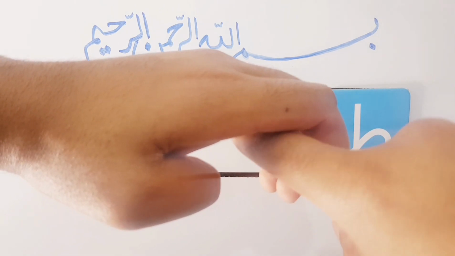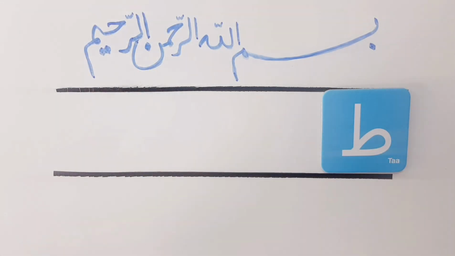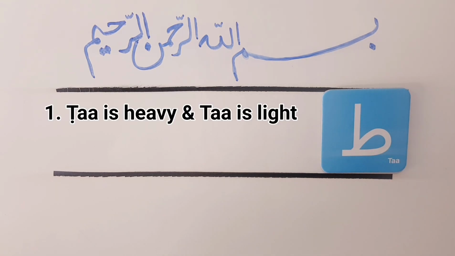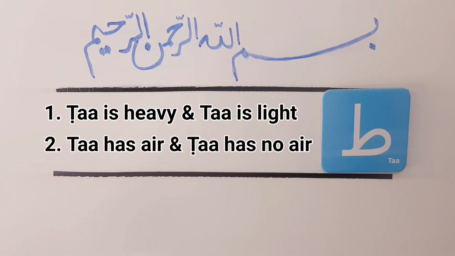Ta and ta come from the same articulation point. But there are 2 main differences. The first difference is that the letter we're taking today is a heavy letter, whereas the other is a light letter. The second difference is that this one comes with a little air, whereas with the other, no air is released. The air is trapped. These are the 2 major differences.